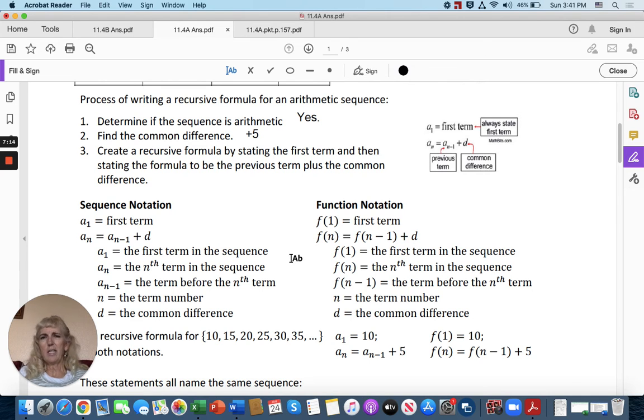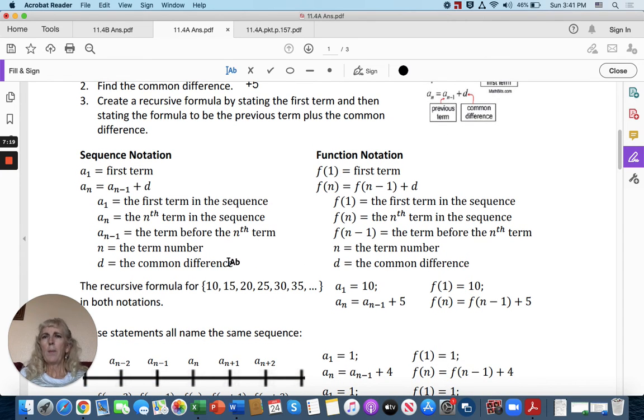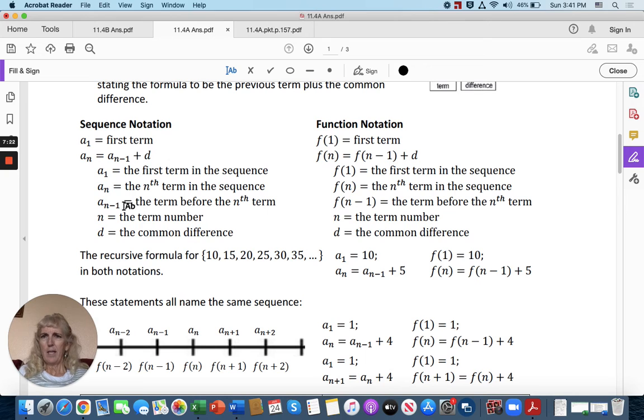So you just need to become familiar with these two, the terminology that's used. Okay? a1 is the first term, f of 1 is the first term. a sub n is the nth term in the sequence. f of n equals the nth term in the sequence. a sub n minus 1 equals the term before the nth term. Again, f of n minus 1 equals the term before the nth term. n is the term number for both of them, and d is the common difference, even though it's what you're adding to the previous number, not really subtracting. But to find it, you could take the second number and subtract the first.